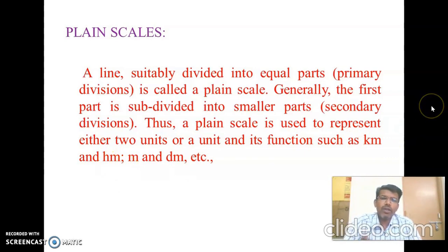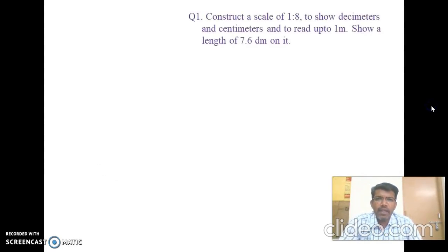So if you go into the problem, then you will easily understand what is subdivision and what is division. So let us construct a small scale, that is, construct a scale of 1:8 to show decimeters and centimeters. What is decimeter and what is centimeter? You have to remember, right? And read up to 1 meter. So here the maximum length of a line to be shown on the scale is given. Show the length of 7.6 decimeters on it, right?